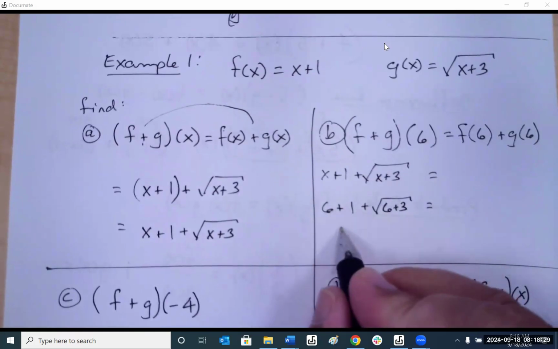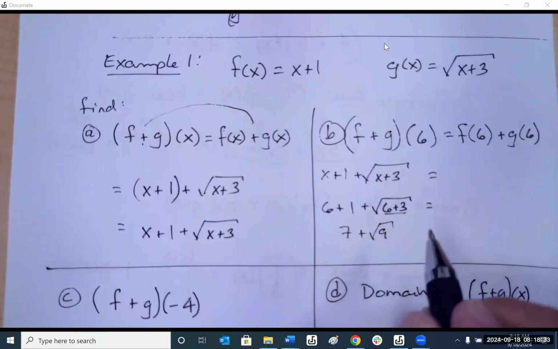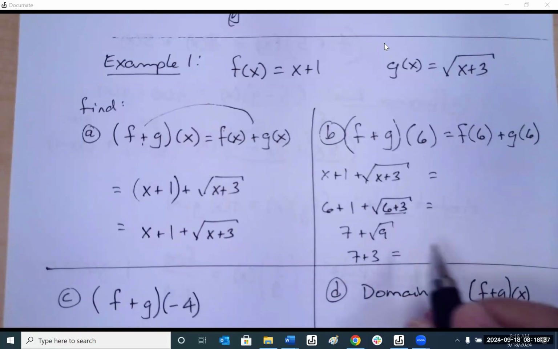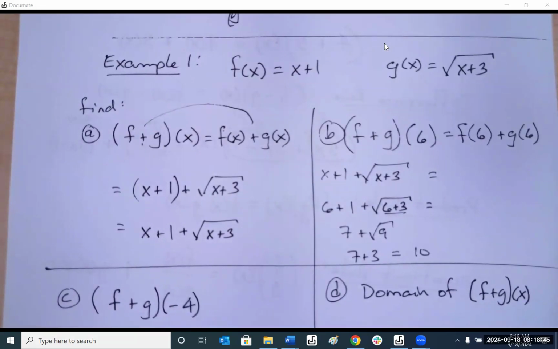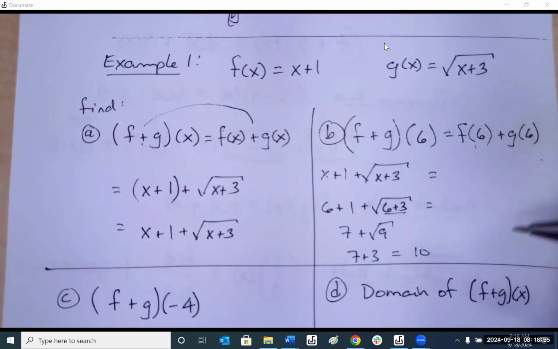So this 6 plus 1 is 7. 6 plus 3 is 9. So 7 plus 3 equals 10. Or this tells us we can find the individual values first and then add the answers together.